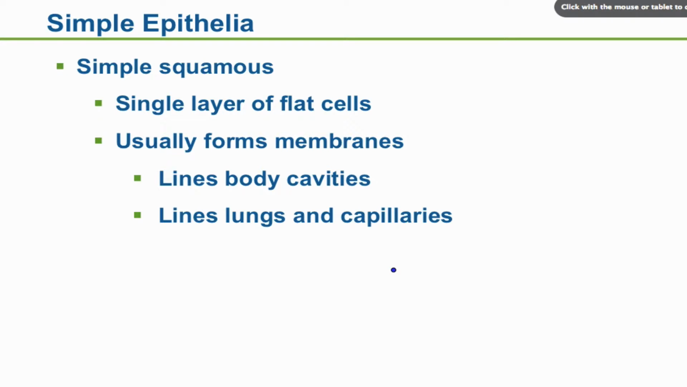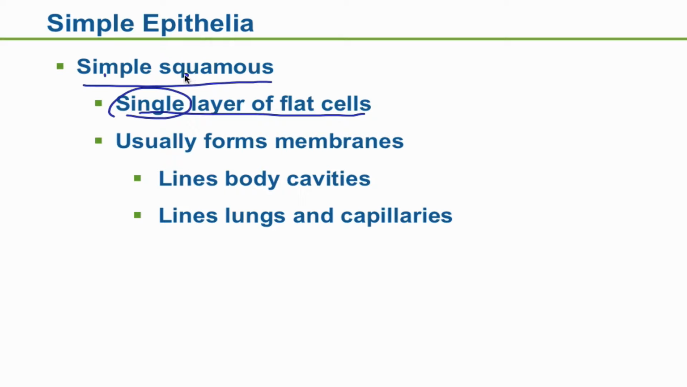Okay, so simple squamous. Hopefully this makes sense. Okay, by the way, we're in the examples now, so go over to the examples. You'll see that there is simple squamous is already written out for you. So all you have to write, and if you don't need to write this, that's fine. Simple means single. Squamous means flat. So it's a single layer of flat cells. This usually forms membranes. What I would write is lines body cavities and lines the lungs and capillaries.